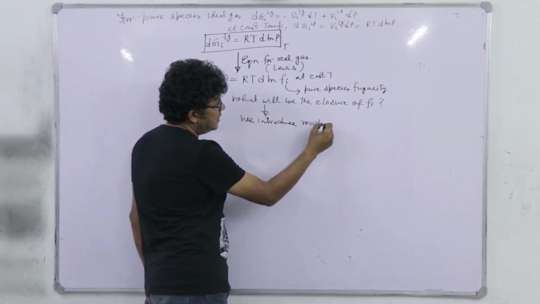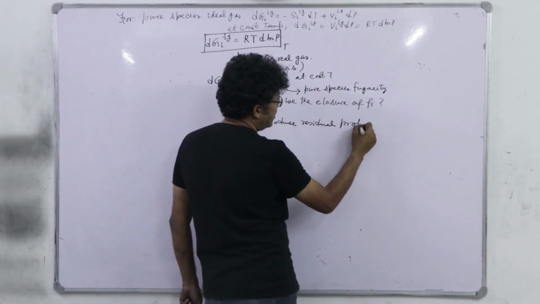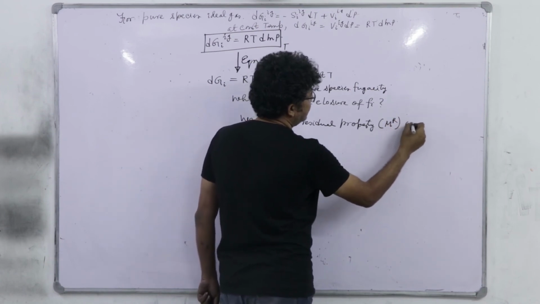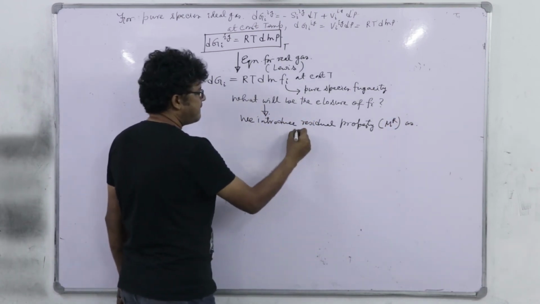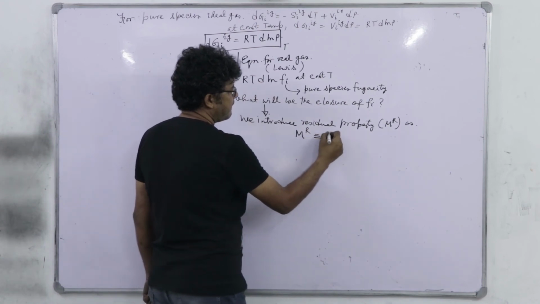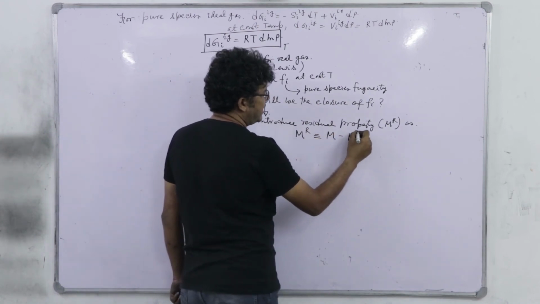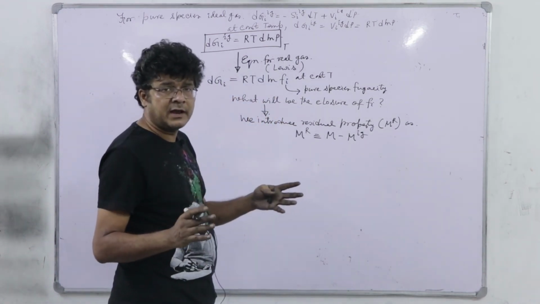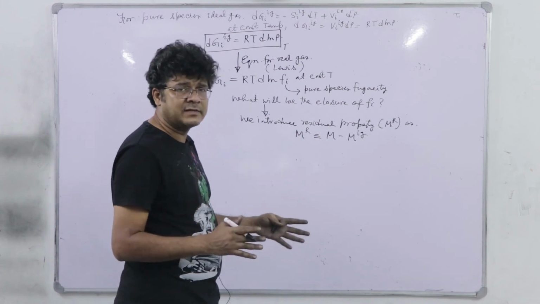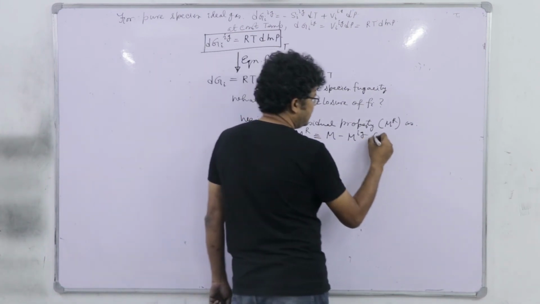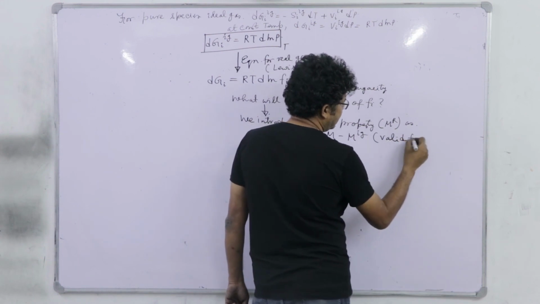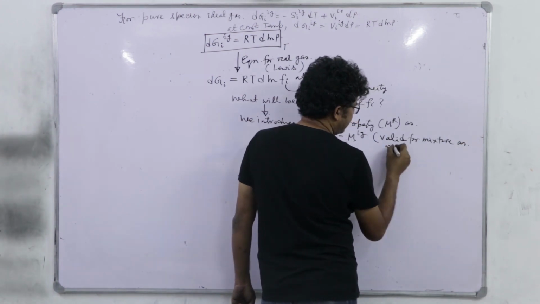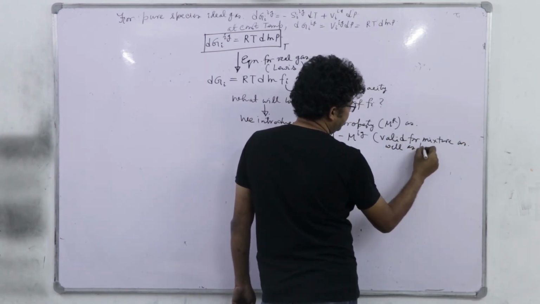residual property, MR, as real gas property minus the corresponding ideal gas property, and this is valid for a mixture of real gas and ideal gas, as well as a pure species real gas. So, valid for mixture as well as pure species.